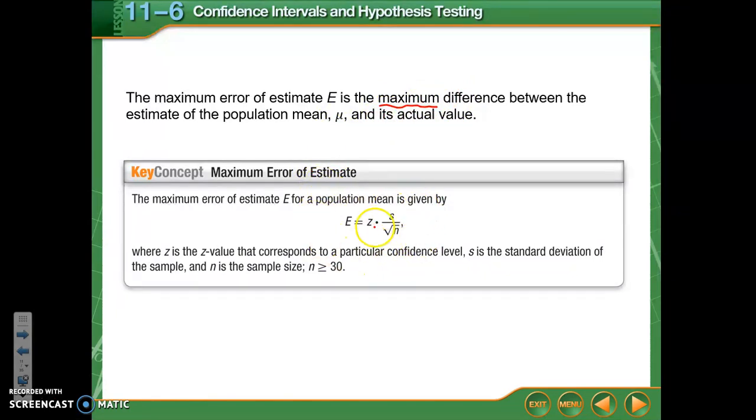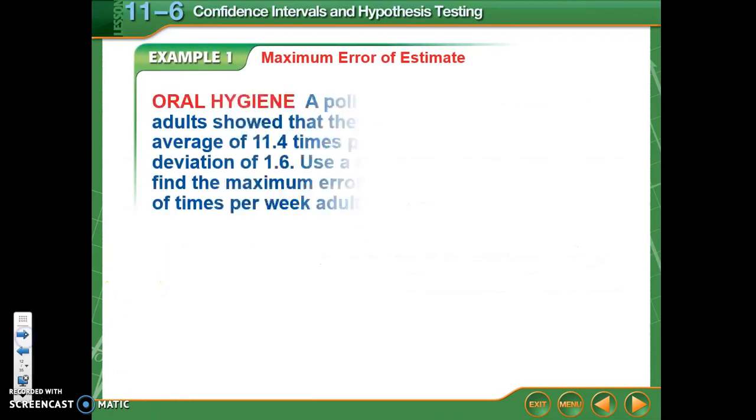This is the formula that we use. Z is the z-value for a particular confidence interval. S is the standard deviation of my sample, and n is the size of my sample. And n has to be greater than or equal to 30, notice. So my sample size has to be at least 30 or greater. So I use z-values, standard deviation, and the size of my sample to get an error estimate for what's the maximum error, or how far off would I be maybe? What's the farthest I can be from my actual mean based on my sample mean?